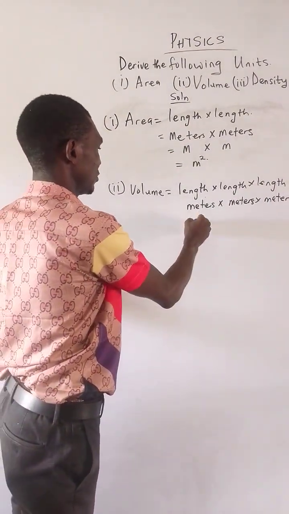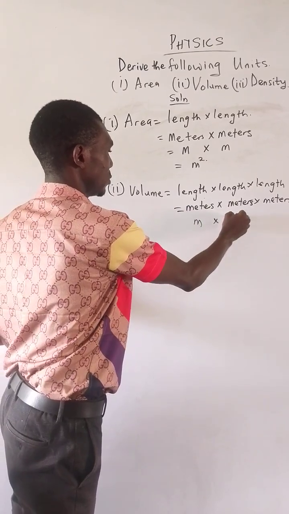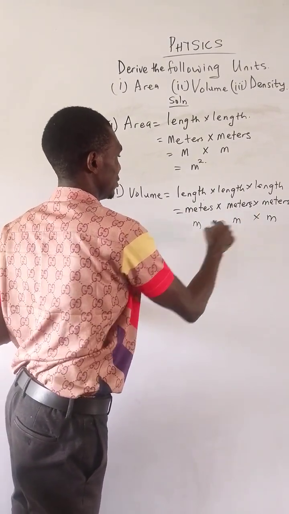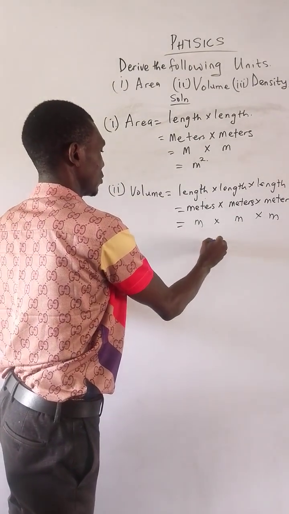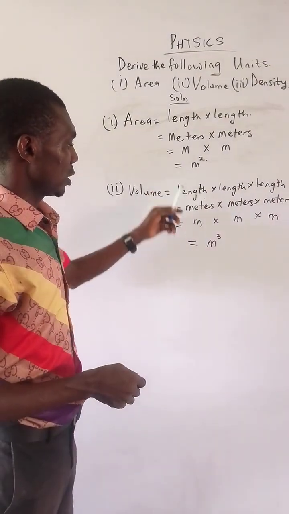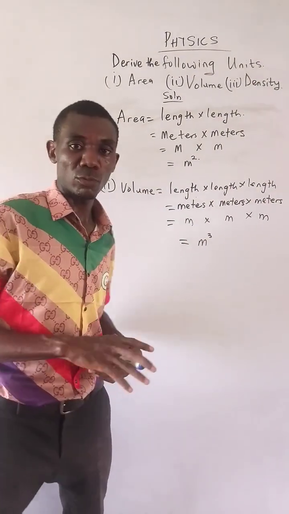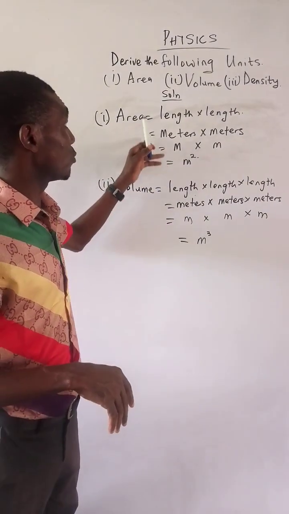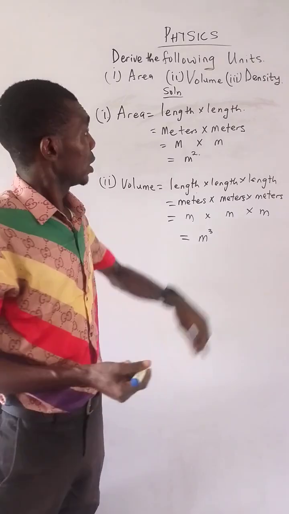So meters is given by m. The unit here is m, and the unit here is m. m times m times m gives us m raised to the power of 3. So the unit of volume, the derived unit of volume, is meter cube. The derived unit of area is meter squared. We go to the third one.